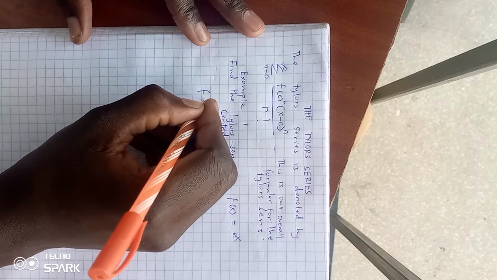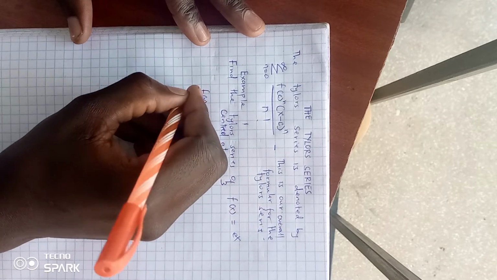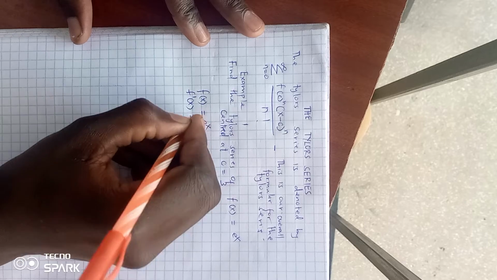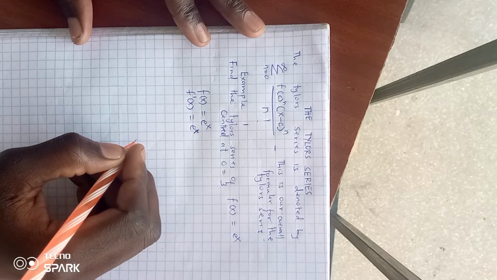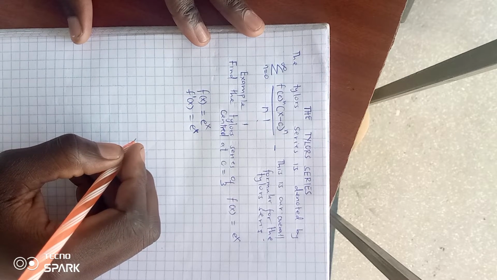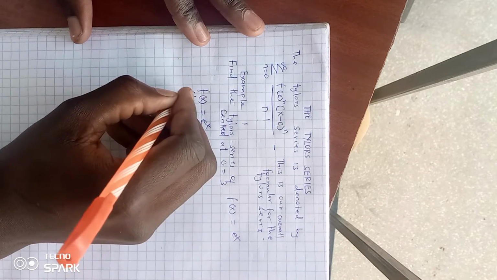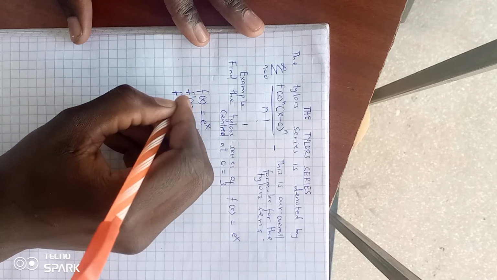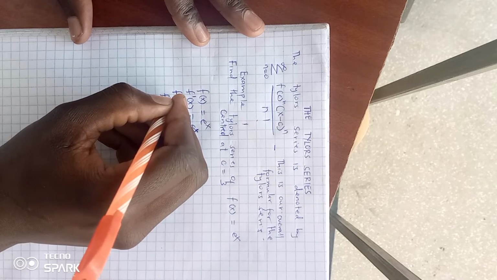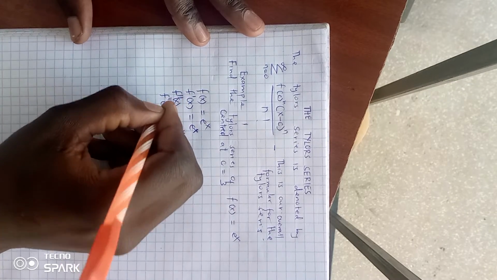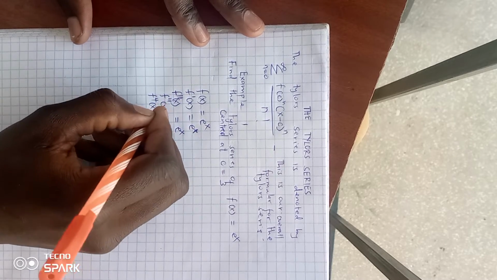So f prime, the first derivative, remains to be this according to the rules of derivation, as that is calculus 1. You will get that. The second derivative of this one equals e raised to power x. The third derivative of that remains to be that, so it will just be equal up to infinity.